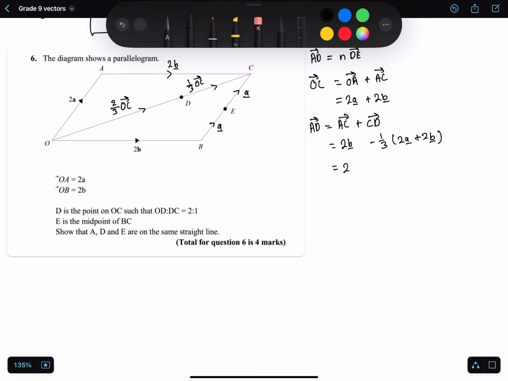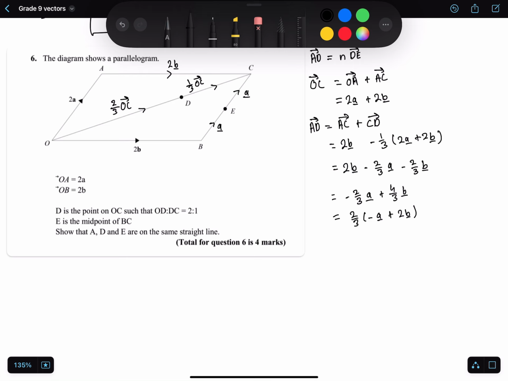And we can then simplify this to 2B minus 2 over 3A minus 2 over 3B, which gives you minus 2 over 3A, and so this 2 is just 6 over 3, so 6 over 3 minus 2 over 3 gives you 4 over 3, plus 4 over 3B, and again, we can take that factor out of 2/3, to get minus A plus 2B. So that's our vector for AD.